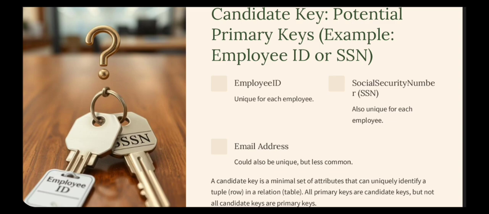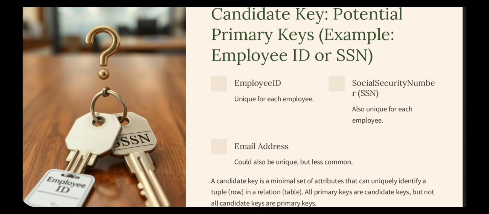In our today's example, we will come to know what the candidate key is. Here a candidate key is a minimal set of attributes that can uniquely identify a tuple in a relation. All primary keys are candidate keys, but not all candidate keys are primary keys. Here employee ID is unique for each employee, whereas social security number is also unique for each.